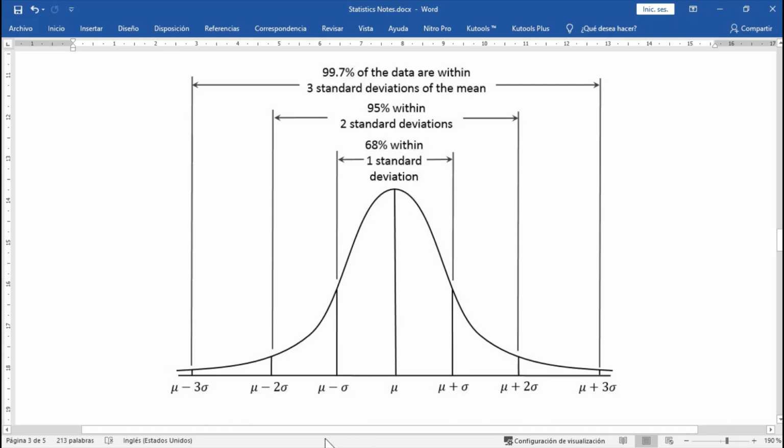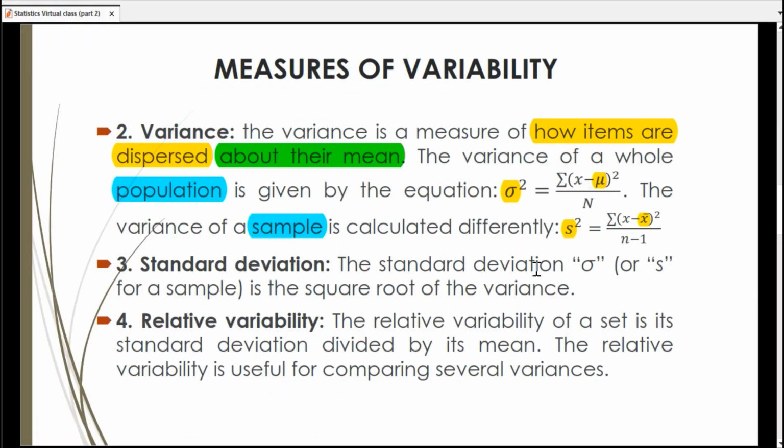This is the idea. So let's go back to the presentation. There we go. Sorry, the standard deviation is the square root of the variance. That's why we have two values, one at the right, one at the left. And we have the relative variability. The relative variability of a set is its standard deviation divided by its mean. The relative variability is useful for comparing several variances. Look, the standard deviation divided by its mean.